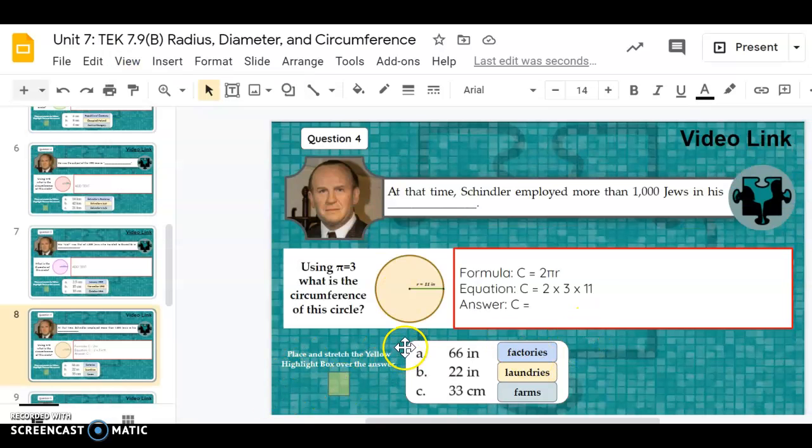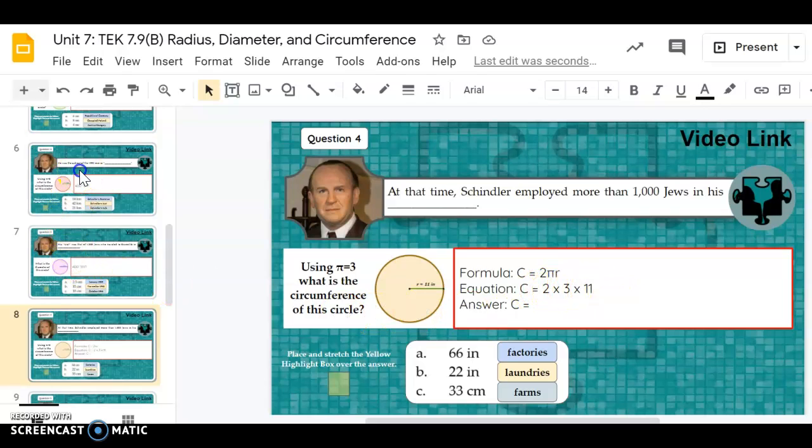Then you're going to highlight A, B, or C. Then you're going to take whichever one it is, drag and drop it up to the top. I'm not going to provide you with this answer. You need to figure it out on your own because all you're doing is multiplying 2 times 3 times 11.